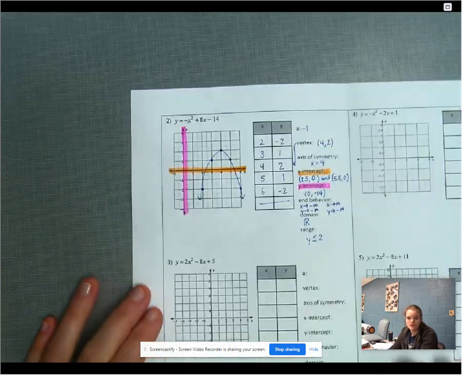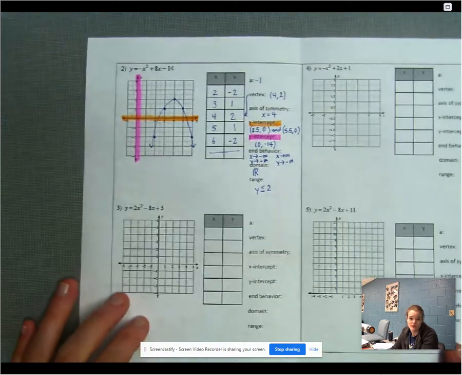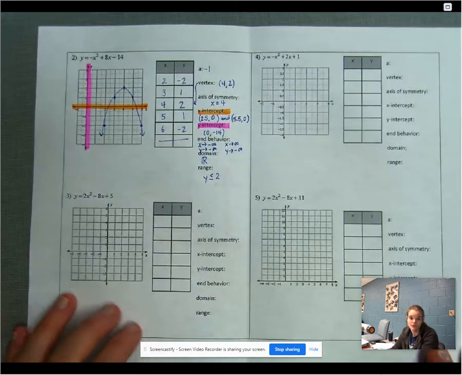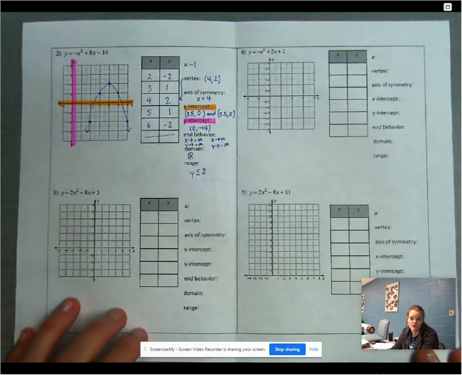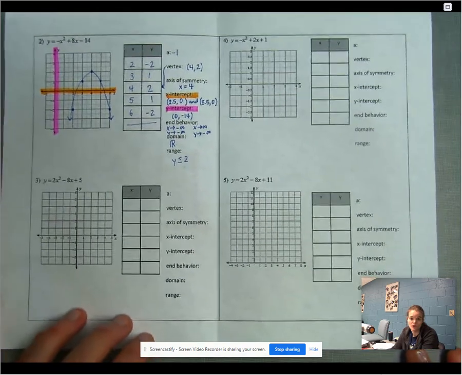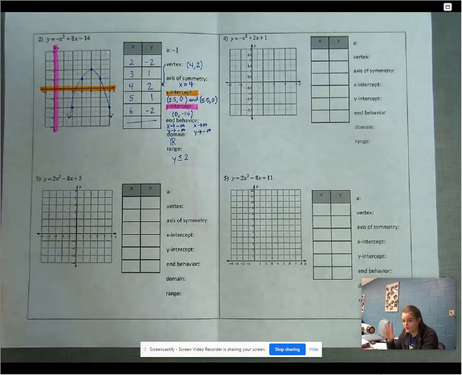Okay. Pause the video and do 3 and then try 4 and 5. We're going to finish them all together in a second, but go ahead and try as many of them as you can real quick.